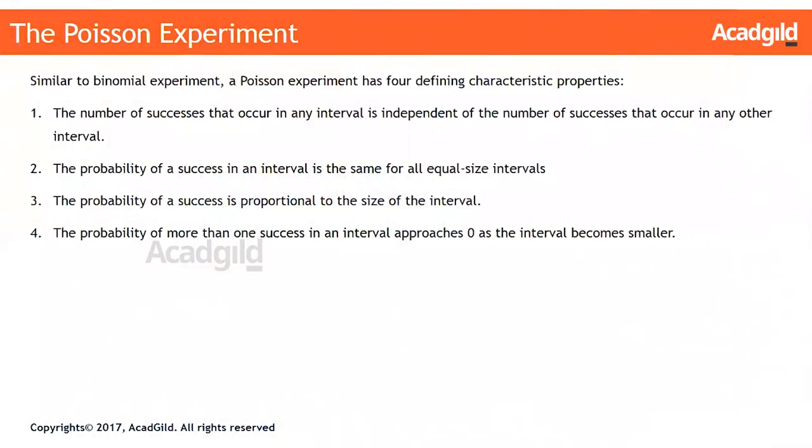Similar to a binomial experiment, a Poisson experiment has four defining characteristic properties. First, the number of successes that occur in any interval is independent of the number of successes that occur in any other interval. The number of people who come to the ATM today is independent of the number of people who came to the ATM yesterday. The number of people who are going to make claims in the month of January is independent of the number of people who made claims in the month of December.